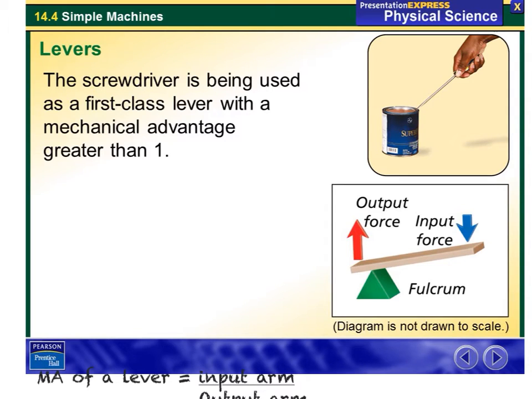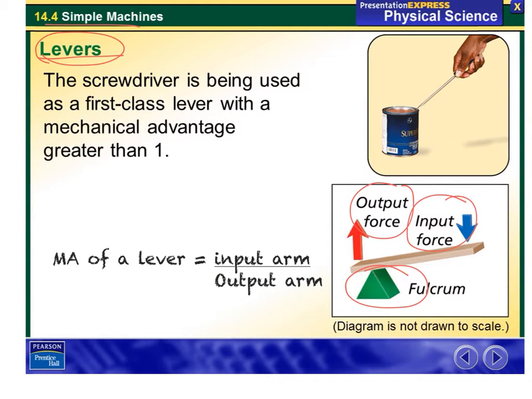Okay, in section 14.4, we'll be talking mostly about simple machines. The simplest machine is a lever. A lever simply is a bar or a rod that is used to give a mechanical advantage. You'll see that three main components are required for every type of lever. You have an output force, an input force, and a fulcrum.